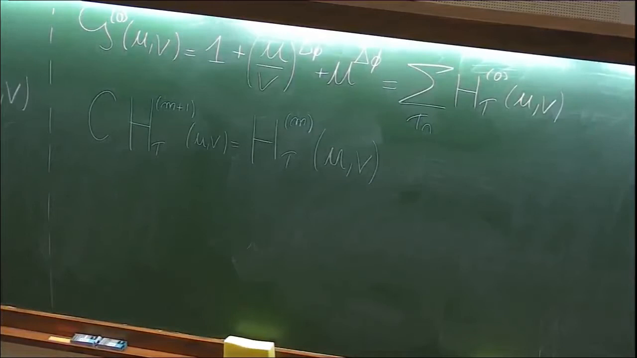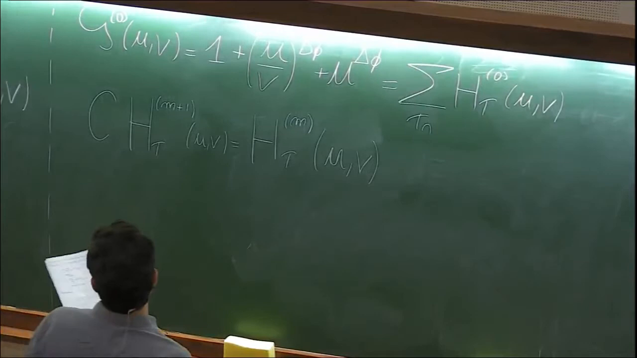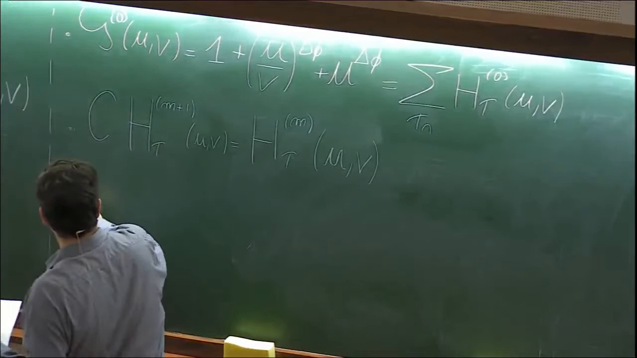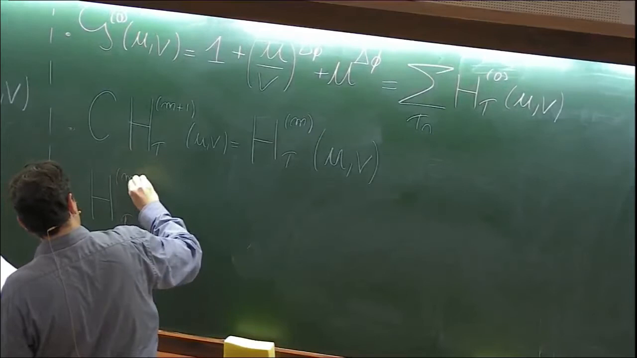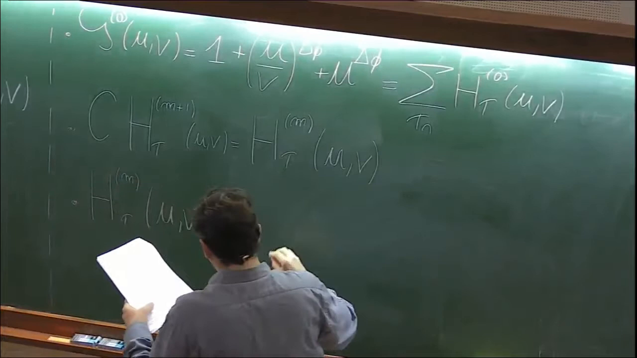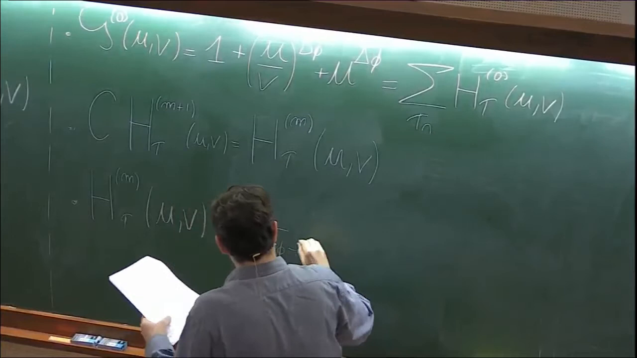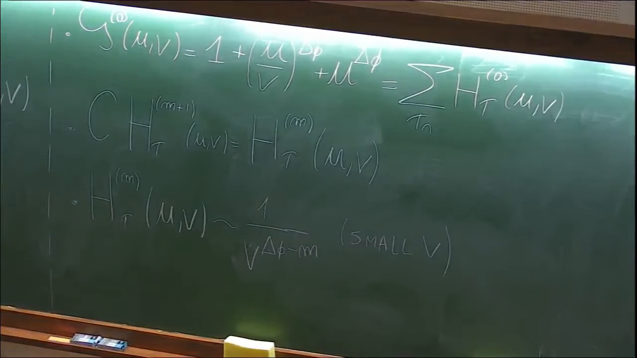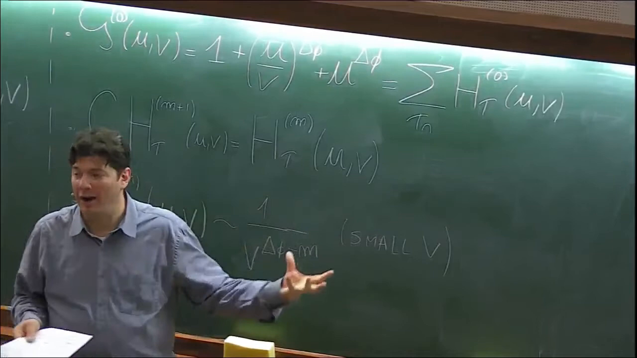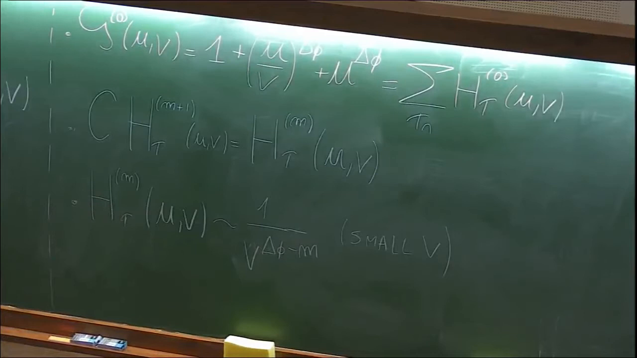And another feature that is sometimes useful is basically the question of today: if you look at the limit of UV, this goes like 1 over V to the delta phi minus M. And this is the small V behavior. And again, this should be interpreted: this is if delta phi minus M is not an integer. If it is an integer, it becomes this log square of V that we have seen before. Is that okay? So these are our basic properties.